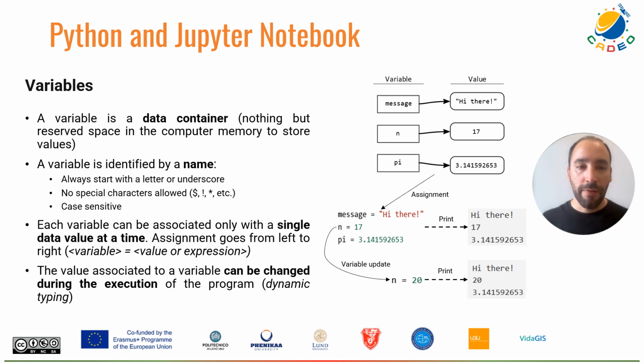In Python, a variable can hold only one value at a time. When you are assigning a value to a variable, you do it from the left to the right. For example, if you write variable equal value or expression, you are setting the variable to that value or result. One important feature of Python variables is dynamic typing. This means that you can change the value of a variable during the program execution.